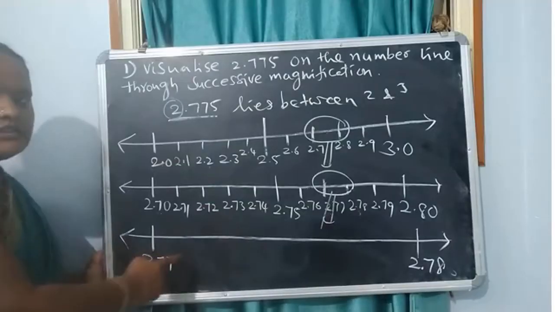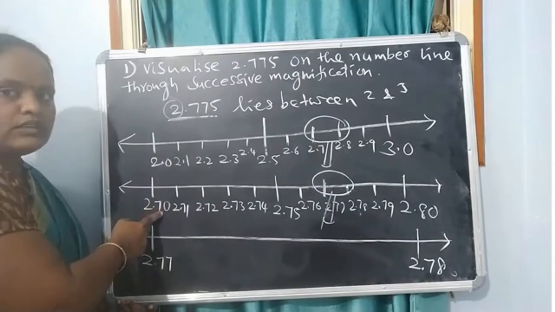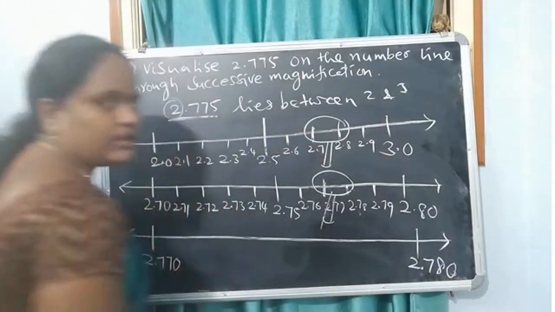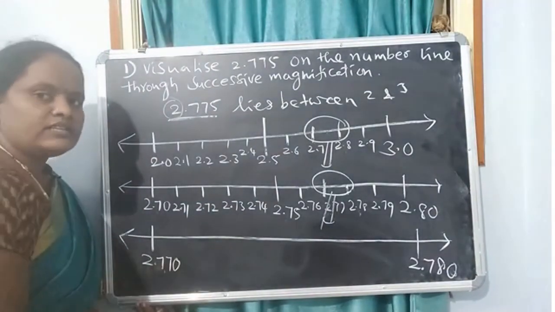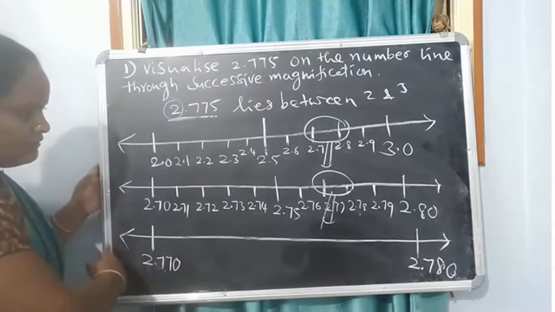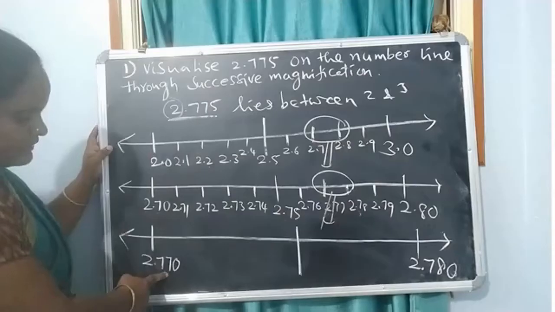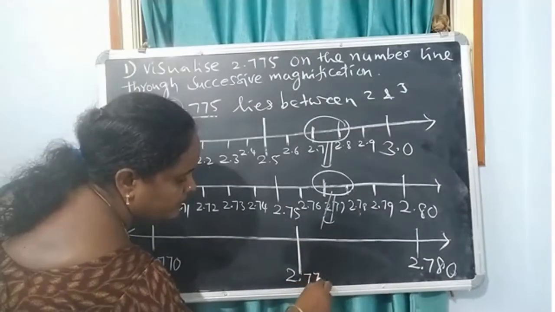Now on this, I am going to take up to 3 decimal places. Up to 1 decimal place, up to 2 decimal places, up to 3 decimal places. 770 and 780 are the same as 2.77 and 2.78. Now once again, let me divide this portion into 10 equal parts. In the middle of 2.770 and 2.780, the middle is 2.775.